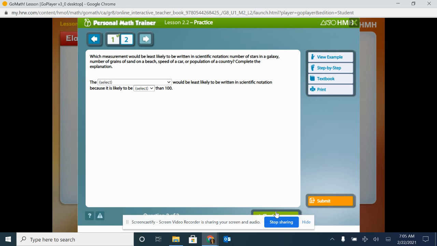So the next one says, which measurement would be least likely to be written in scientific notation? Number of stars in a galaxy, number of grains of sand on the beach, speed of a car, or population of a country? I'm going to say both of the first two. Oh, but it says which one would be least likely. So the least likely would be the smallest number, the speed of the car. So I'm going to say the speed of the car would be the least likely to be written in scientific notation because it is likely to be less than 100 and it's considered a small number, okay?